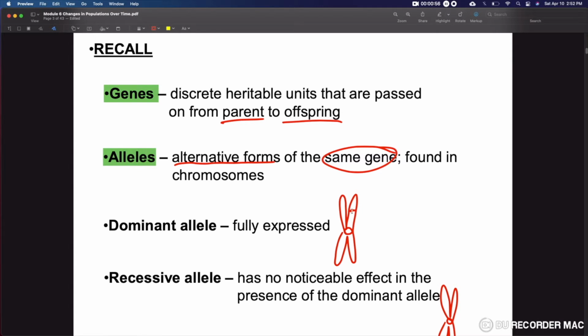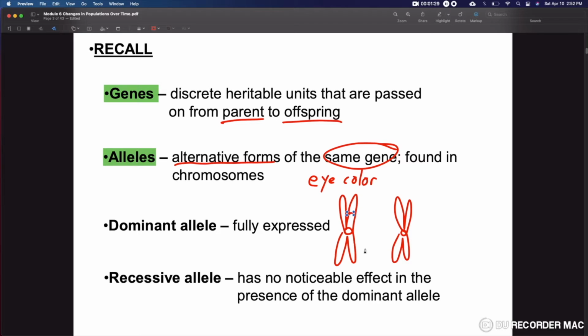Say, for example, this gene that I put here, that red band right there, is the gene for eye color. That's your gene for eye color right there inside your chromosome. Your alleles are the alternative forms of that gene. Say, for example, that gene for eye coloration right here codes for a black eye color.